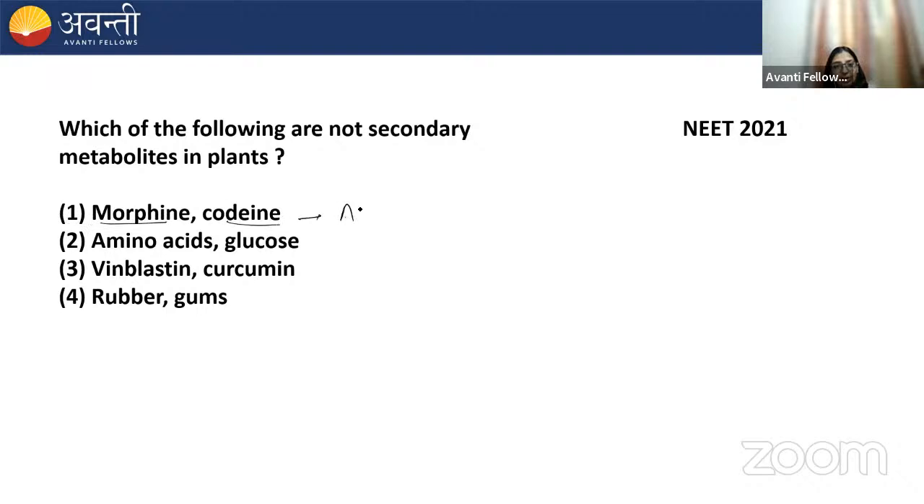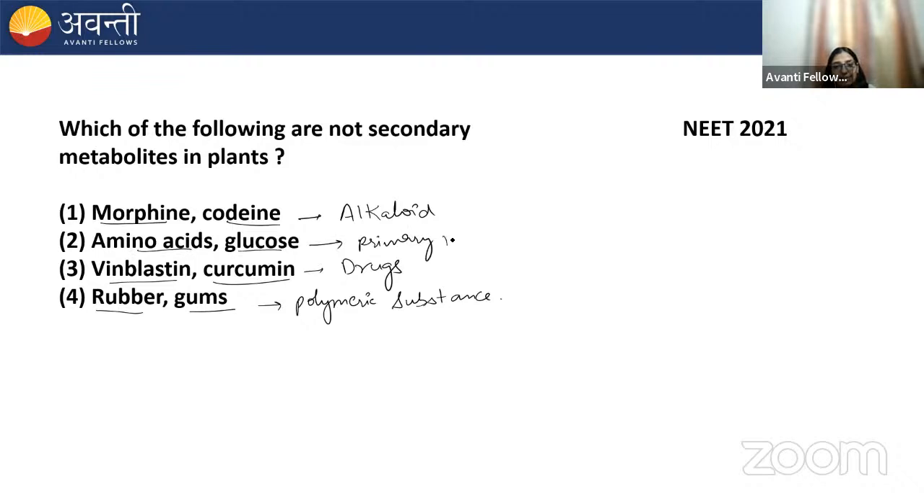Morphine and codeine are alkaloids. An alkaloid is a secondary metabolite. Vinblastine and curcumin are drugs. Drugs are also secondary metabolites. Rubber and gum are polymeric substances, and polymeric substances are also secondary metabolites. But amino acids and sugar are primary metabolites, and primary metabolites are those which play an important role in the normal physiological process of the body. So the question is asking which of the following are not secondary metabolites in plants. The correct option is option number 2, that is amino acid and glucose.